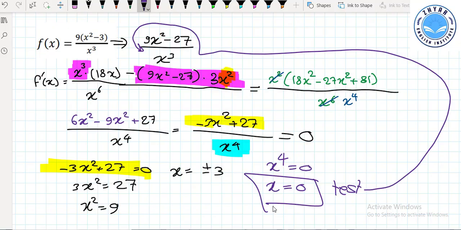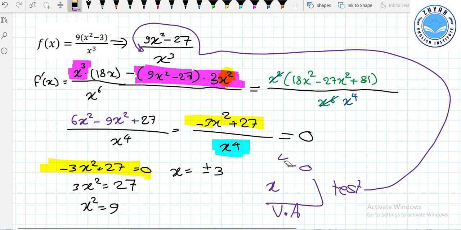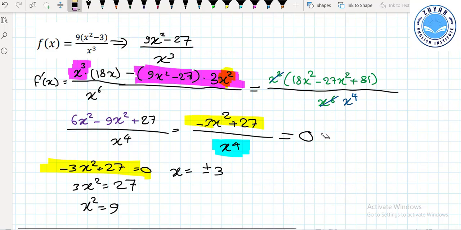That means this x equal to 0 is a vertical asymptote, but we still write it in the table when we check intervals of increasing and decreasing. Now let's say that again. Critical values that make f prime 0 or undefined go into the table, and vertical asymptotes go into the table. Now we have three numbers, negative 3, 0, and positive 3. Let's write them into a table and then test the intervals of increasing and decreasing.